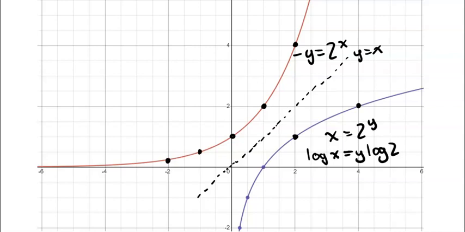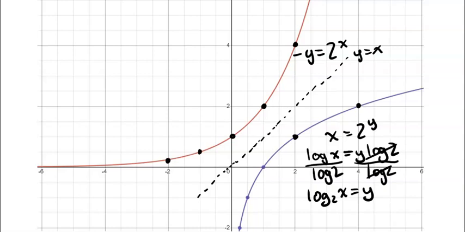Well, if we rearrange that to solve for y, we divide by log 2. That cancels out log of 2 on the right side. And then we put it here on the left side. So we get y equals log x divided by log 2. A shorter way to write this is like this. We write it log base 2 of x equals y. Well, what does that mean?